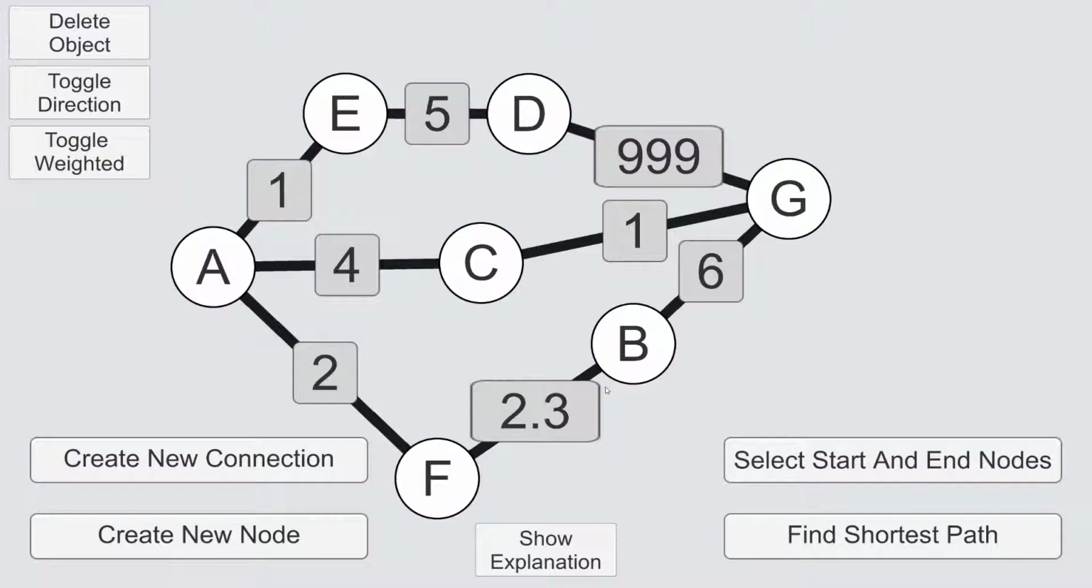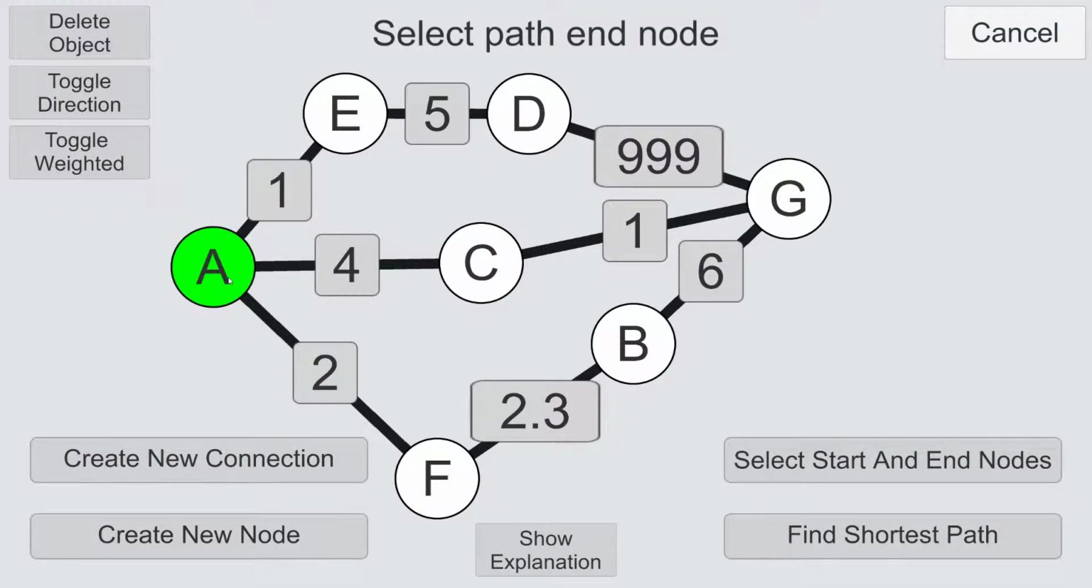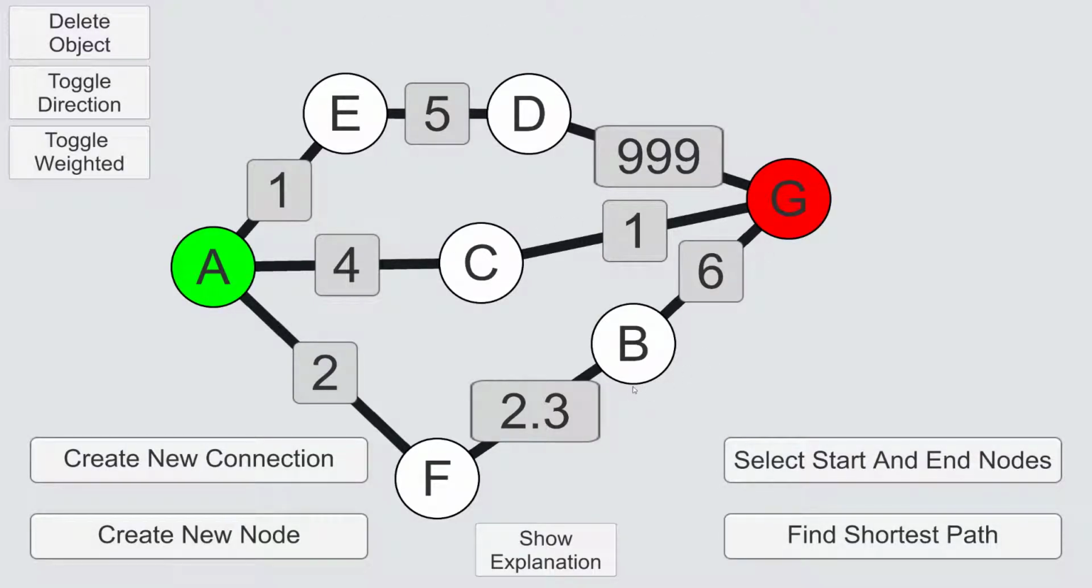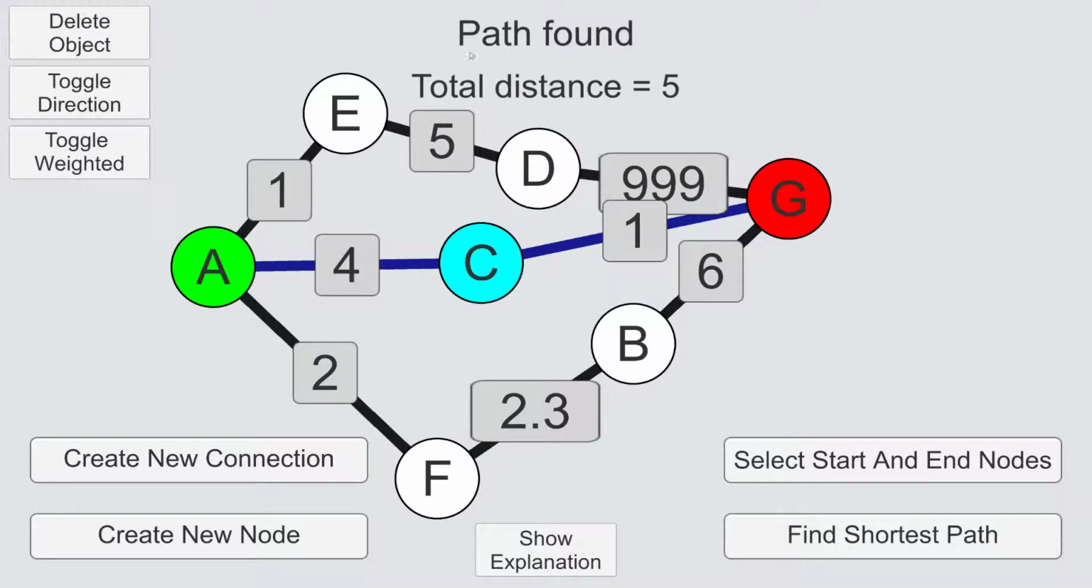I'm now going to select the start and end nodes for my path. These are indicated by the green and red nodes respectively. The system then checks if there is a valid path between the nodes and begins pathfinding after the Find Shortest Path button is pressed. The shortest path is indicated by the blue colored nodes and connections, with the distance of the path shown at the top of the screen.